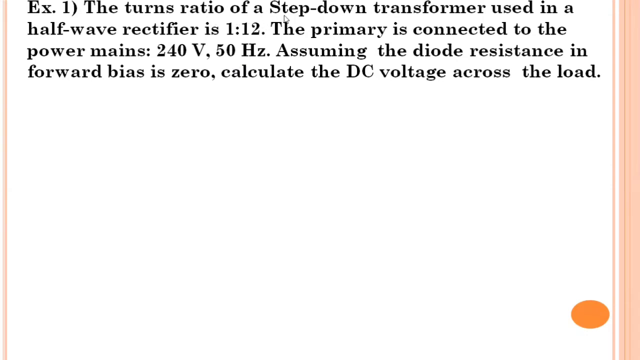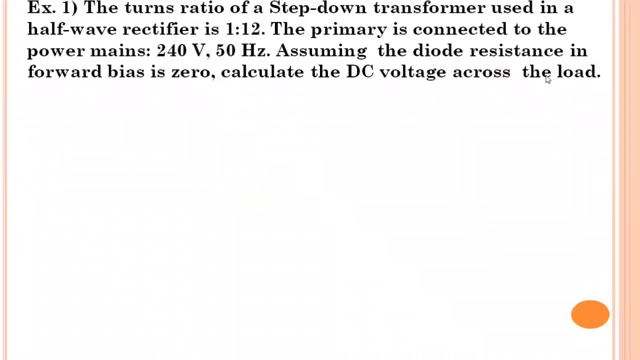The turns ratio of a step down transformer used in a half wave rectifier is 1:12. The primary is connected to AC mains power of 240 volt, frequency 50 Hz. Assuming diode resistance in forward bias is 0, calculate the DC voltage across the load.